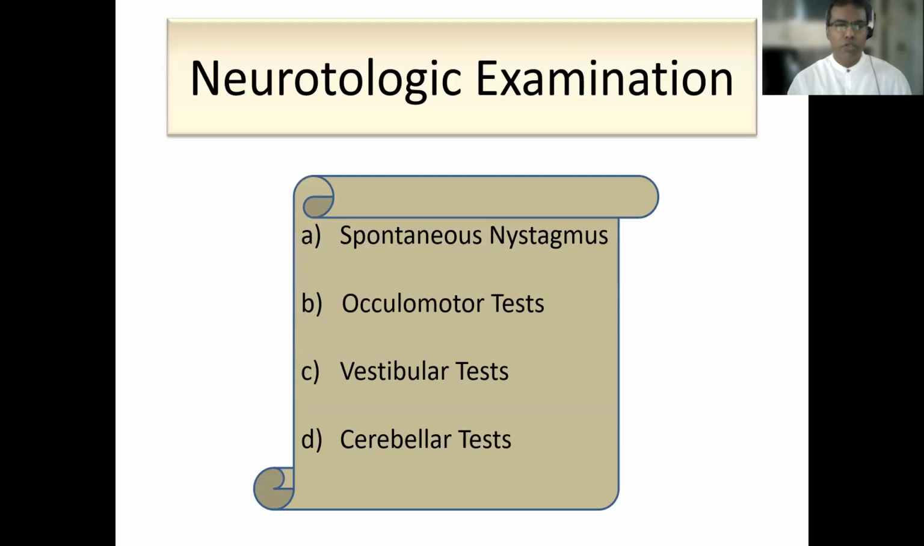So neurotologic examination is what is new to many of us. It is not new, it has been around for some time, but these are the tests that help us to actually diagnose a vestibular condition and to separate a central from a peripheral vestibular condition. There are 4 steps for tests that we do. These are the spontaneous nystagmus tests, oculomotor tests, vestibular tests, and cerebellar tests.